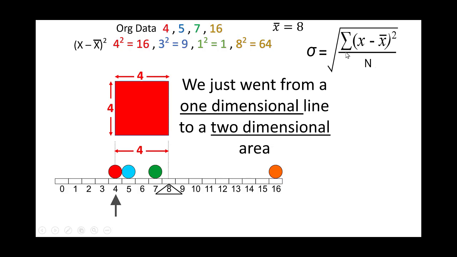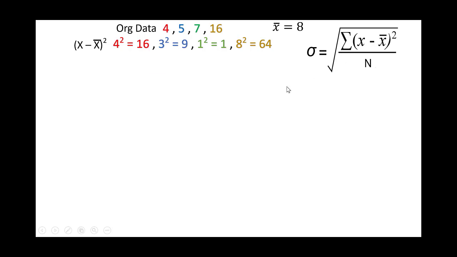And the formula that we had for dispersion, we're working in one dimension. In standard deviation, these values that we're adding up are actually areas, or two-dimensional. So let's see what it would look like when we start doing it.